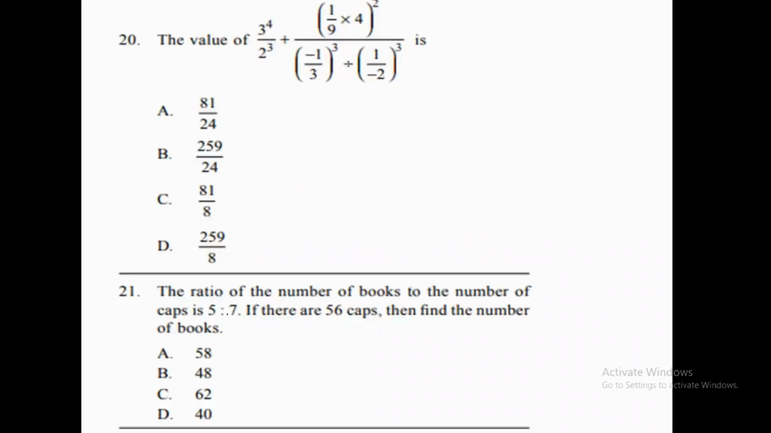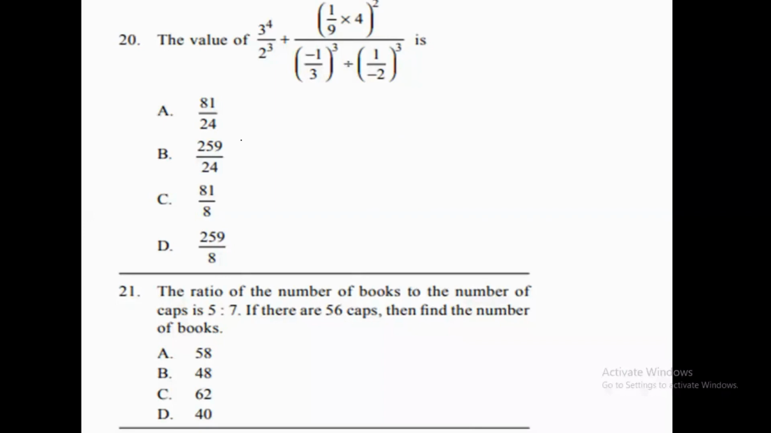Okay, now let's move to the next question, which is question number 20. Here we need to find the value of 3 raised to the power 4 divided by 2 raised to the power 3, added to 1 by 9 multiplied by 4 whole raised to the power 2, and minus 1 by 3 whole raised to the power 3 divided by this. We need to find the value of this.